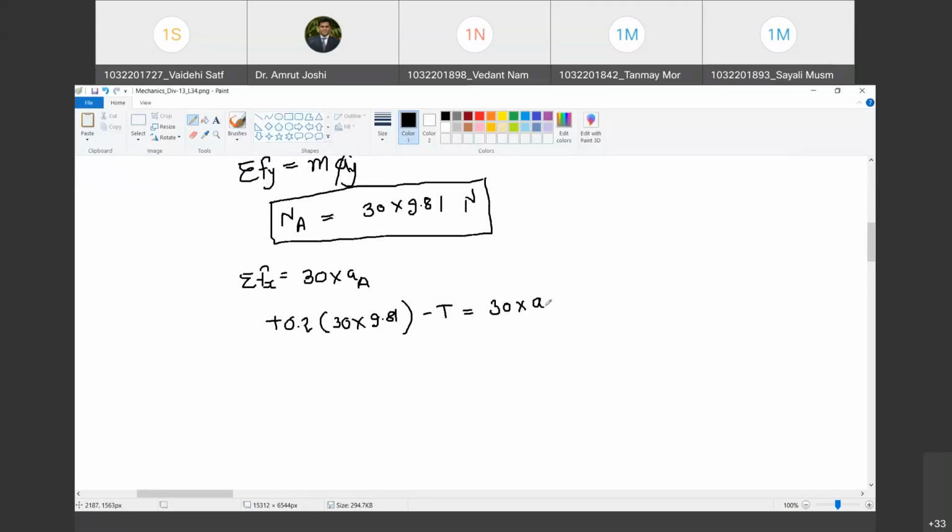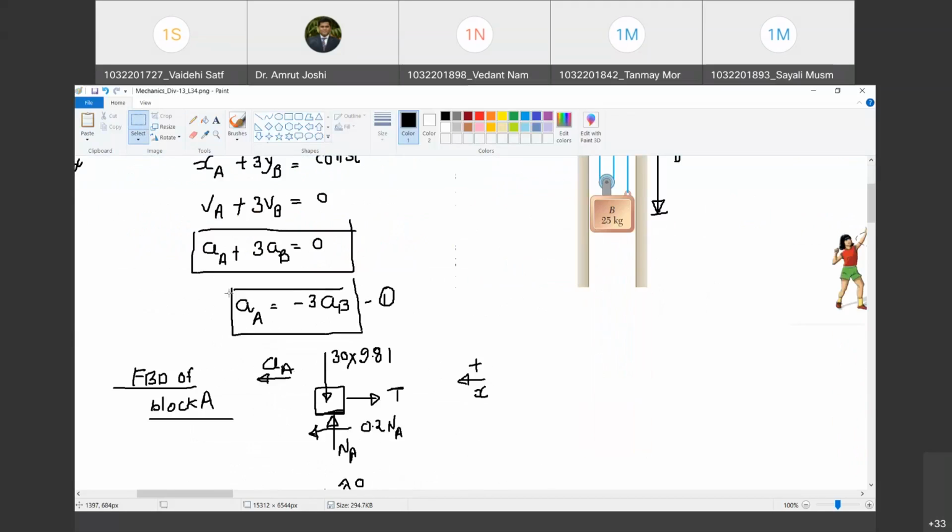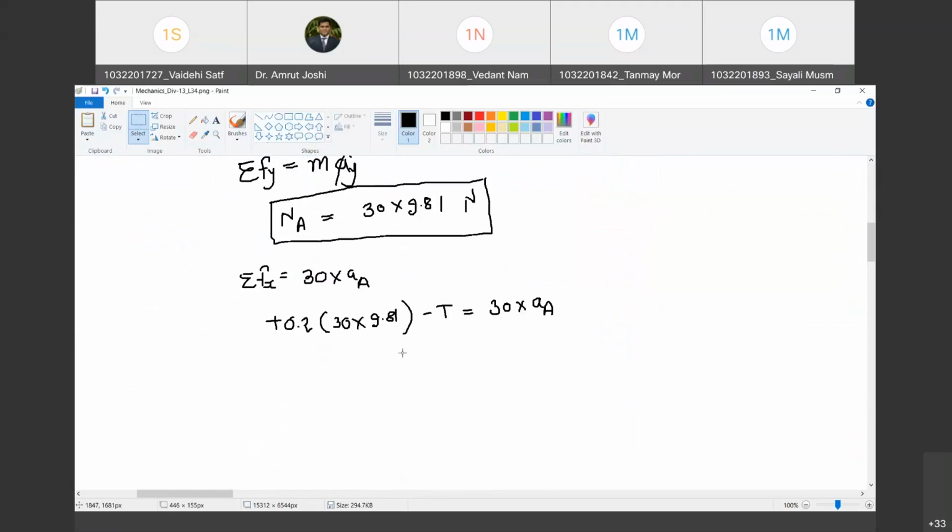Now, what are the unknowns in this problem? There are three unknowns here: AA, AB, and the tension T. So we are going to require three equations. This is the first equation. Now, using this equation, from the second equation, I will eliminate AA. I will substitute AA as minus 3 times AB.